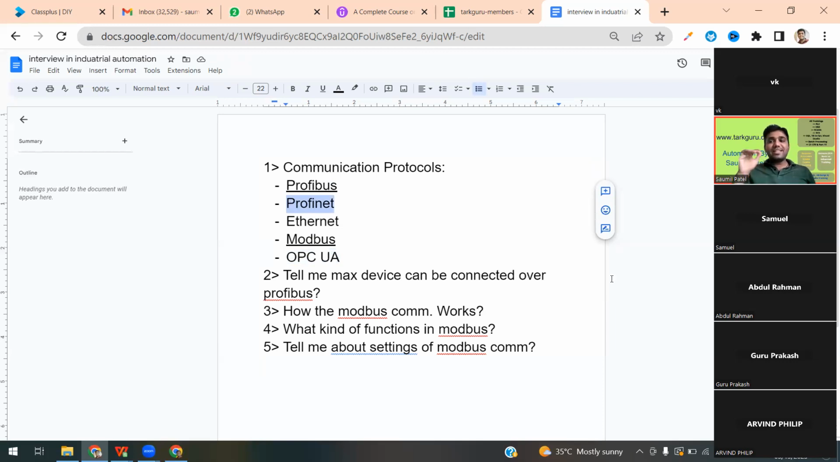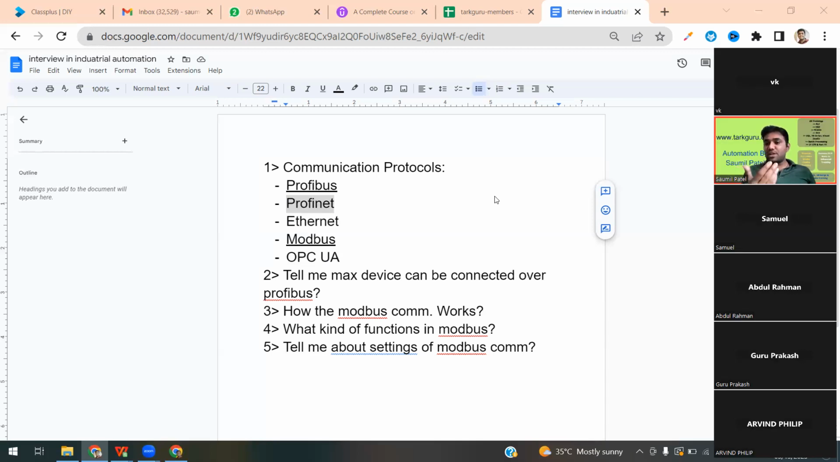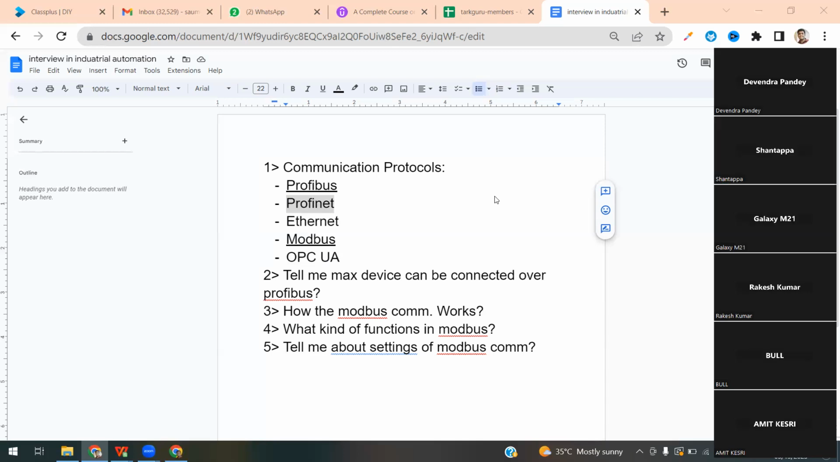Is there any questions? You can chat with me inside the chat box. The chat box is open right now. If you are not writing, then I will definitely go to the next topic. Okay. Krishna, Samuel, Abdul, Guru Prakash, Arvind, Devendra, Santappa, I think Rakesh and Amit Kesri. Is there any questions? Yeah.